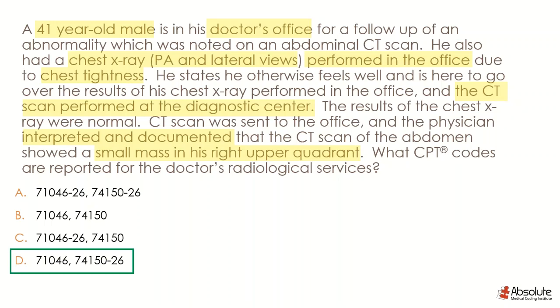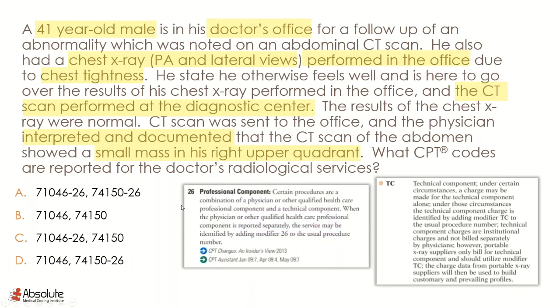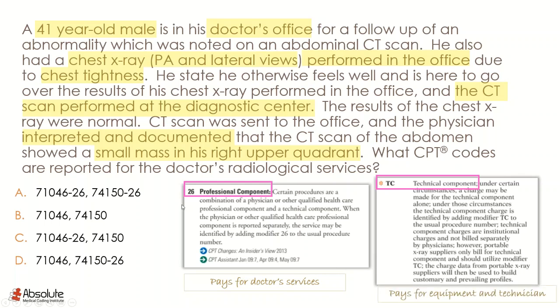And indeed, it showed a small mass in the right upper quadrant. So, what happened on this patient's visit? Well, we've got to remember 26 is for that professional component. All right, that pays for the doctor's services. Okay, TC would be for the technician. We know that that's not going to apply. We are dealing with an MD.